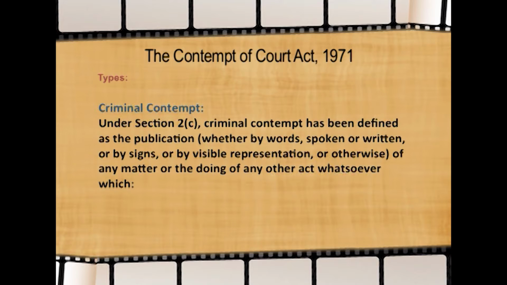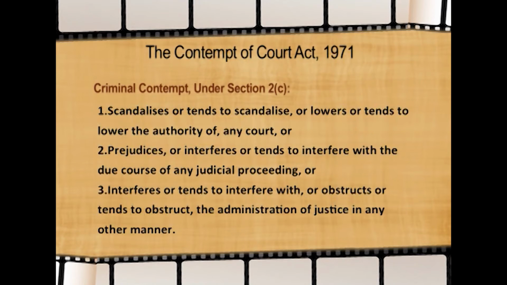Under Section 2C of the Indian Contempt Law, criminal contempt has been defined as the publication, whether by words, spoken or written, or by signs or by visible representations, or otherwise, of any matter or the doing of any other act which, number 1, scandalizes or tends to scandalize, or lowers or tends to lower the authority of any court, or prejudices or interferes or tends to interfere with the due course of any judicial proceedings, or interferes or tends to interfere with or obstructs or tends to obstruct the administration of justice in any other matter.